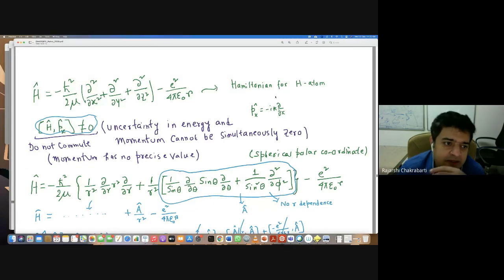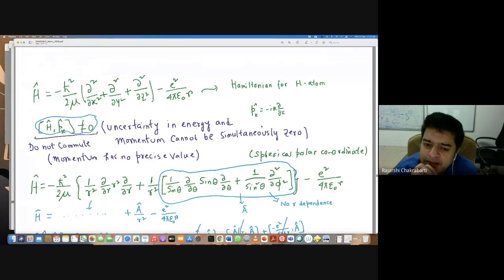But at the same time, if I operate with del square del x square, considering a simpler case in one dimension, it will also give you a prefactor like h cross square k square by twice mu, and then the eigenfunction back. So this is also going to be an eigenfunction for the Hamiltonian, isn't it? You can go and check yourself.